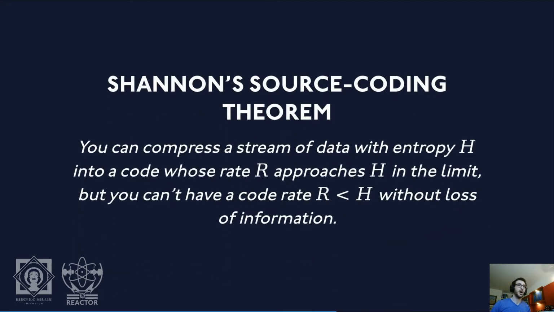Yes. And just to summarize this all together, Shannon's source coding theorem says that you can compress a stream of data with entropy H into a code whose rate R approaches H in the limit. But you can't have a code rate R less than H without information loss, which is basically saying that getting R as close to H as possible is as much as you can possibly compress a stream of data, but you can't go beyond that limit.